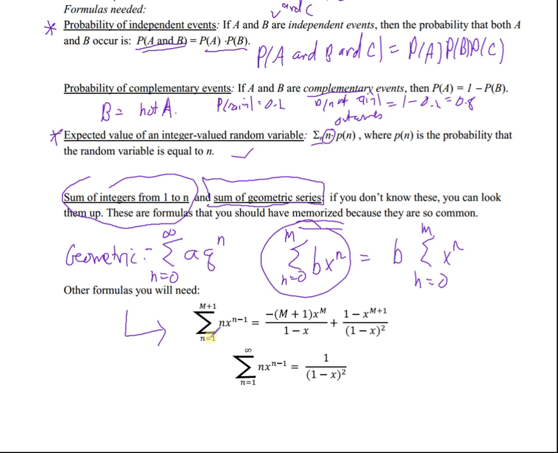All right, here are some other formulas that you'll need. This is not quite a geometric sum, but it's closely related. Here I give the finite version with a finite upper limit m plus 1, and here I give the infinite version, from 1 to infinity. So those are the sums you'll need.